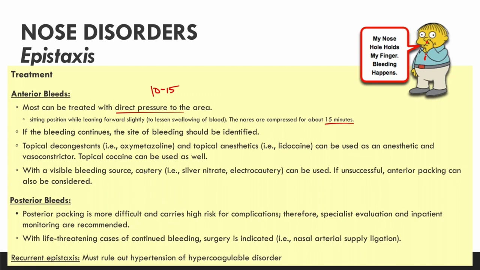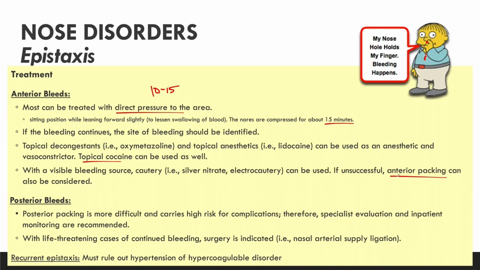You can also put a pledget in, which is essentially getting some gauze and soaking it in Afrin, and then sticking it up the nose and applying pressure for another 15-20 minutes and then checking to see if the bleed has gone away. You can also use topical cocaine, although I've never used that before. And then if all else fails, the last measure is an anterior packing. We have several different methods of anterior packing, and I included a little video on your Blackboard of some different options that we have.